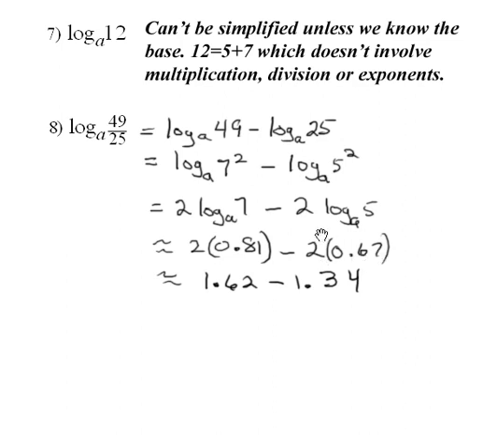Write down the 4. Carry the 1. 2 times 6 is 12. Add it to the 1 we carried is 13. We need 2 decimal places. And we need to subtract. 1.62 minus 1.34 is 0.28. Again, 4 can't be subtracted from 2 unless I turn that into a 5 and borrow a 1 and make that 12. So 4 from 12 is 8. 3 from the 5 is 2, and 1 from 1 is 0. So the log of 49/25 is 0.28.